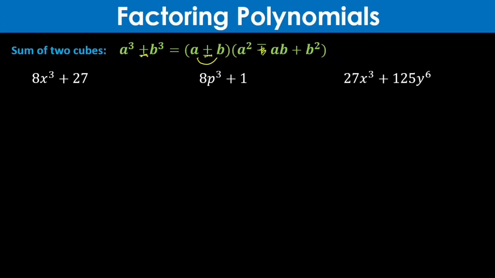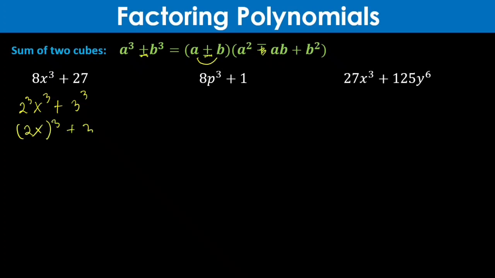Now here, if we can express this binomial into cubes, then we can use the formula. But 8x cubed is 2x cubed, and plus 27 is 3 cubed. So therefore we can write this, you can single this out.